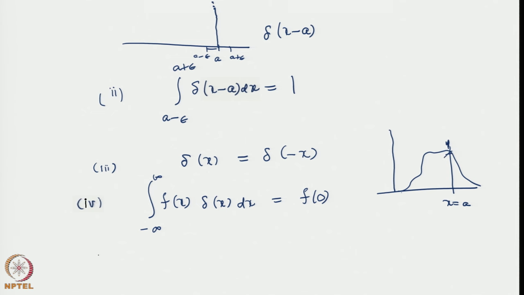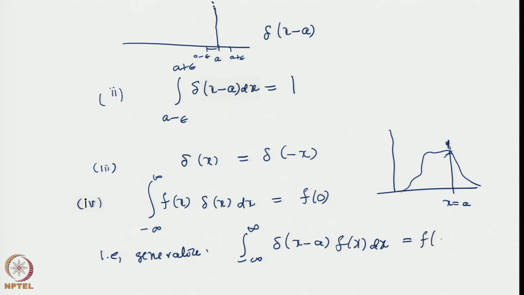That is, I generalize equation 4, that is, the integral from minus infinity to infinity of delta of x minus a times f(x) dx selects the value of the function f at x equal to a. It is a very, very important property. This is the selection property.